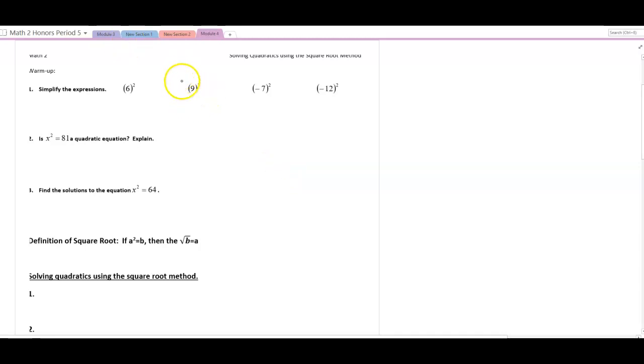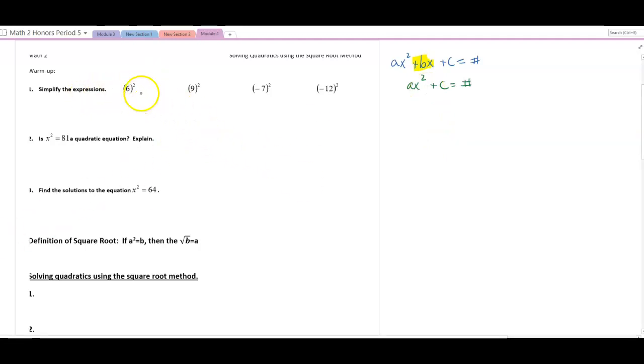So this lesson is on solving quadratics using the square root method. Remember, whenever we talk about a quadratic, we're referring to something that's ax squared plus bx plus c equals some number. Now, for the square root method, we don't want a bx term. So we would just have ax squared plus c equals a number.